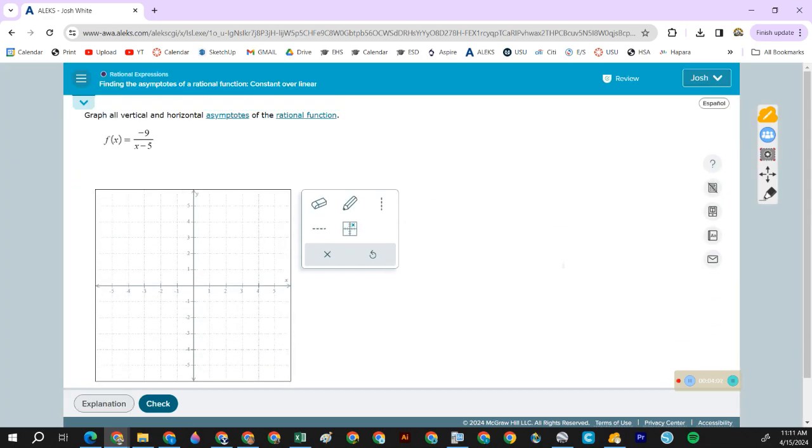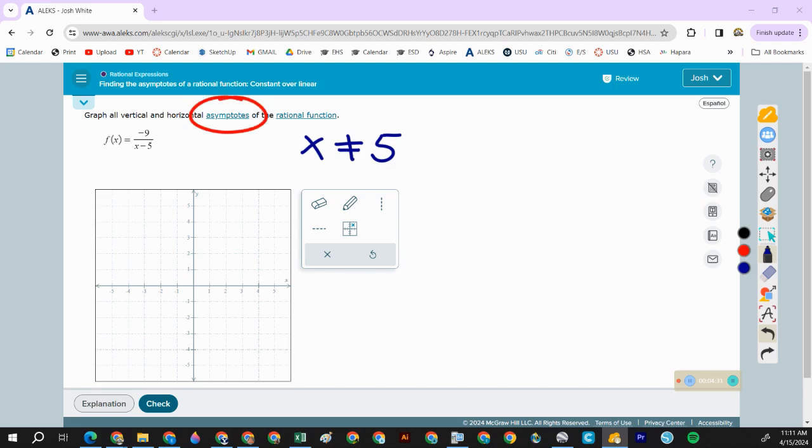Okay. What is the excluded value here? There's only one of them, 5. So we know that x cannot be 5. What happens at 5? Well, we have this really weird structure called a vertical asymptote. That's how you spell asymptote. It's Greek. Go figure. So x cannot be 5 because we have an imaginary vertical line at 5.